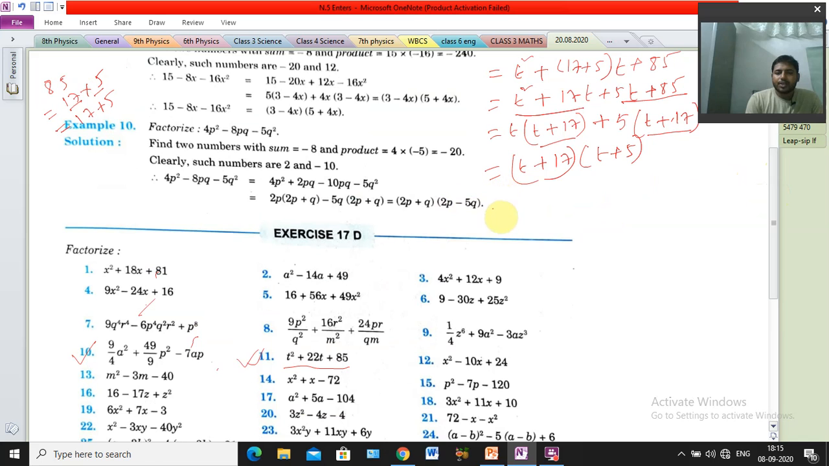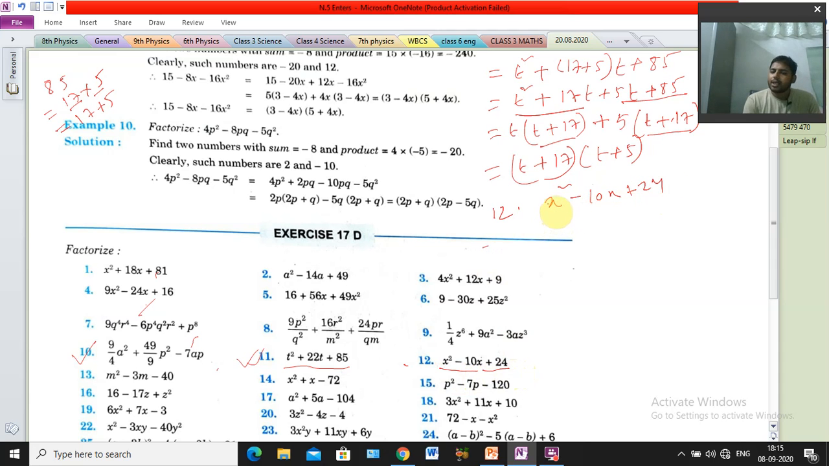So next question, try question number 12. At first read the question. Question number 12 is telling here x square minus 10x plus 24. Okay, x square minus 10x plus 24. So try it. Easy question, same type of question, only the data are different.